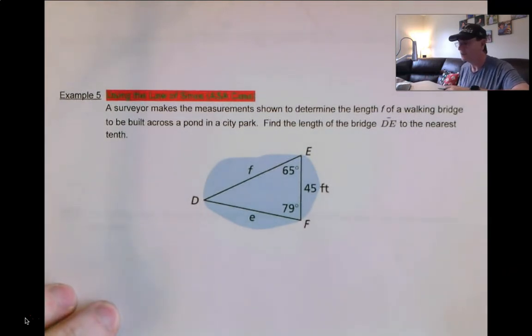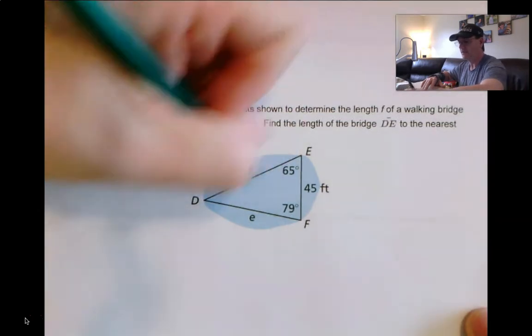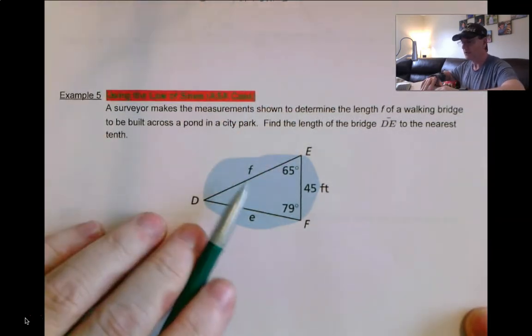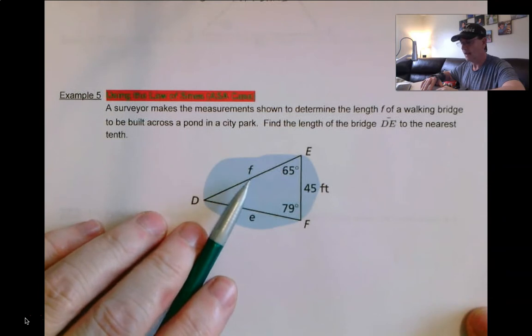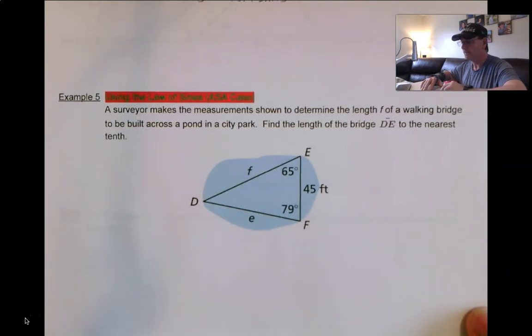A surveyor makes the measurements shown to determine the length, f, of a walking bridge to be built across the pond in City Park. Find the length of the bridge to the nearest tenth. So in other words, find the length of segment DE, or we just want to find the little f.